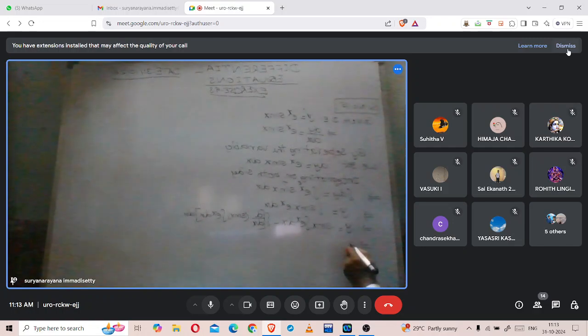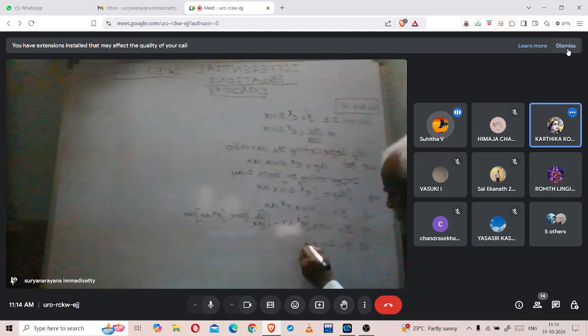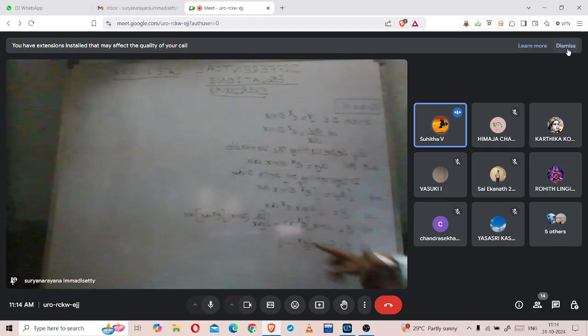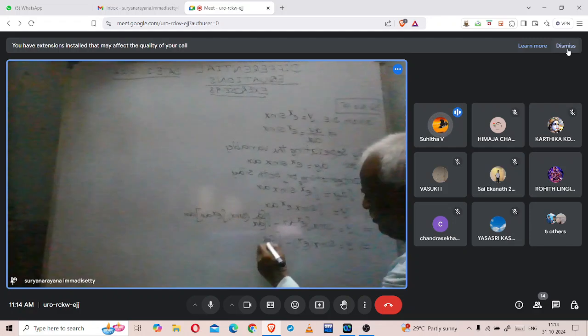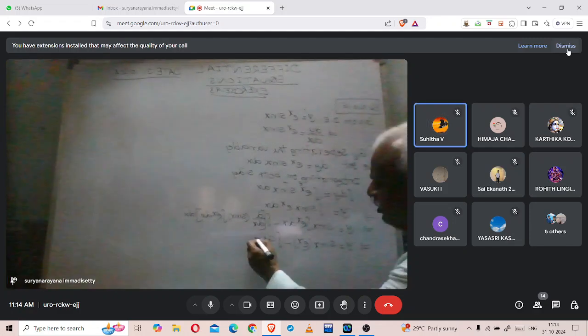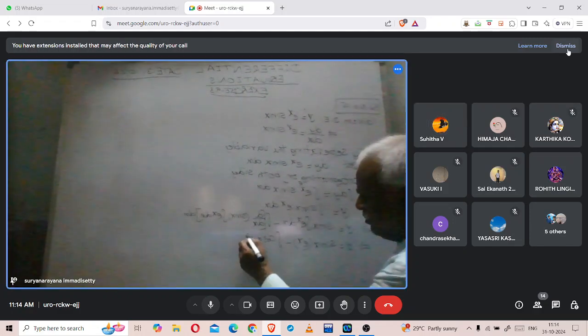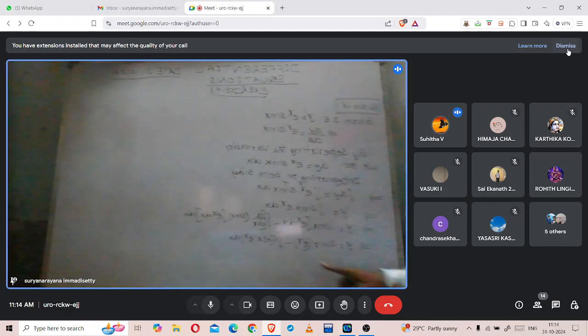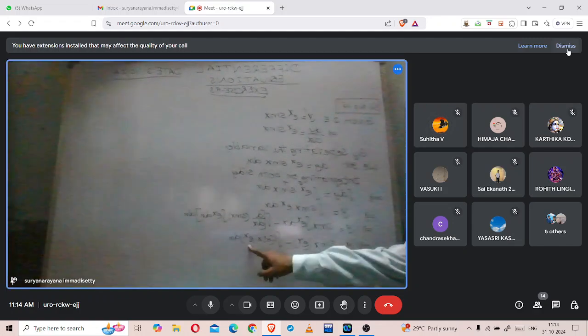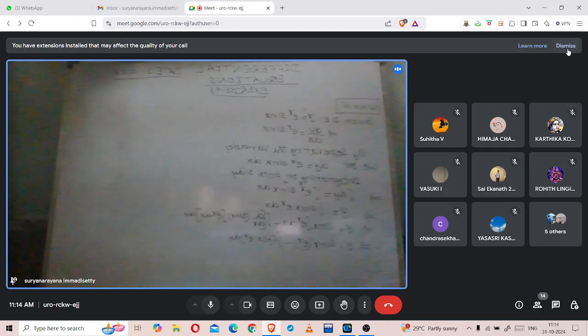This implies y is equal to sin x into integral e power x. What is the integral of e power x? E power x. So e power x minus integral of d by dx of sin x, which is cos x, into integral e power x, which is e power x, into dx. Again we have to integrate. Again we use integration by parts.